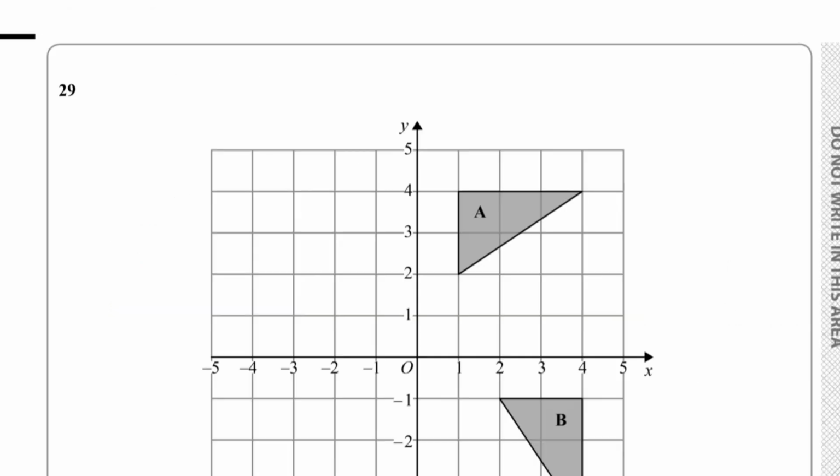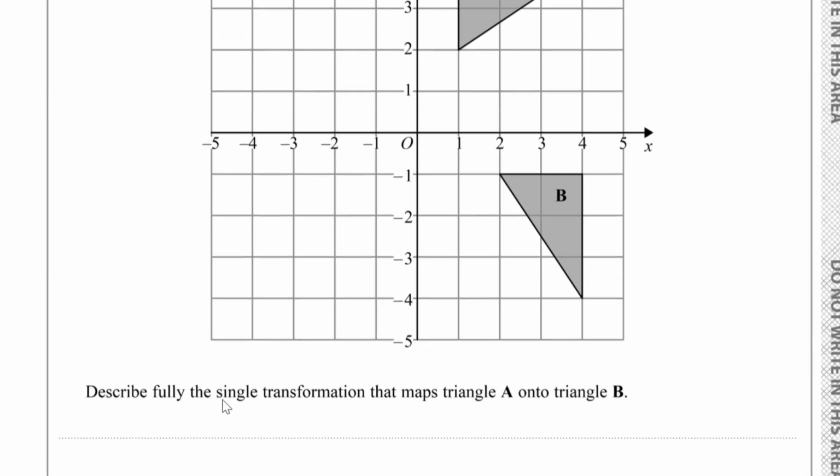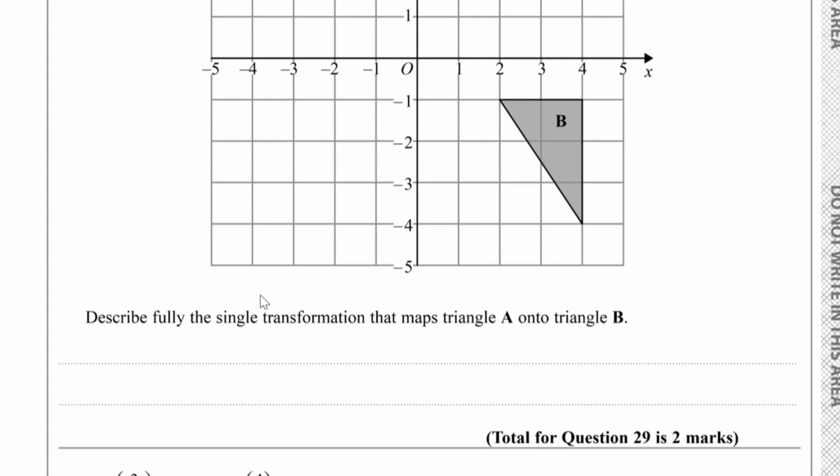Question number 29. We've got shapes A and B, and we have to describe fully the single transformation that maps triangle A onto triangle B. Well, what we have is a rotation 90 degrees clockwise with center at the origin.